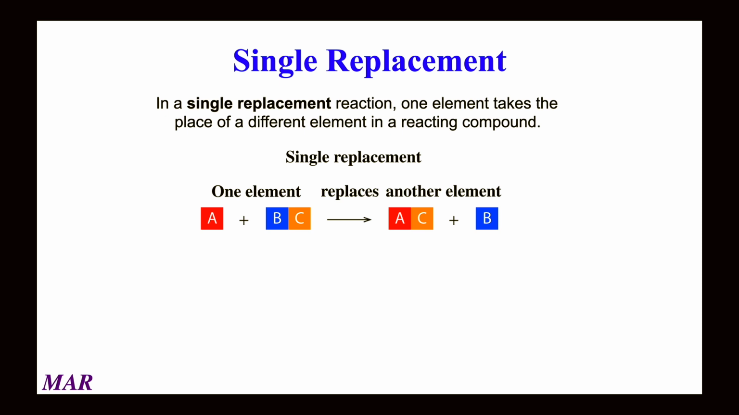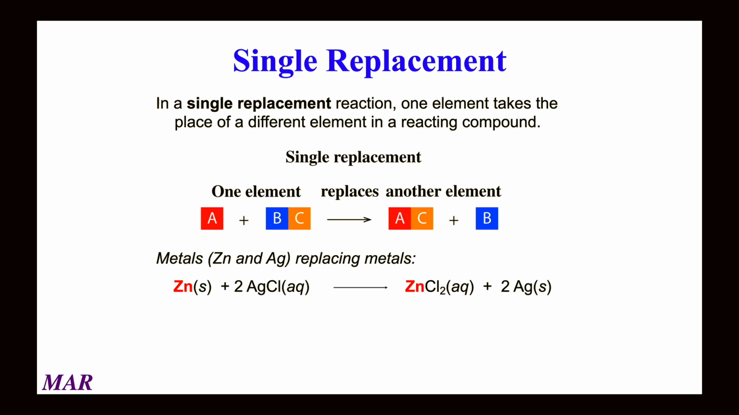Here's a little picture version of it. A plus BC goes to AC plus B. And in this problem, A and B are the metals, C is the nonmetal, etc. You get the idea. Here's an actual example of metals trading places.